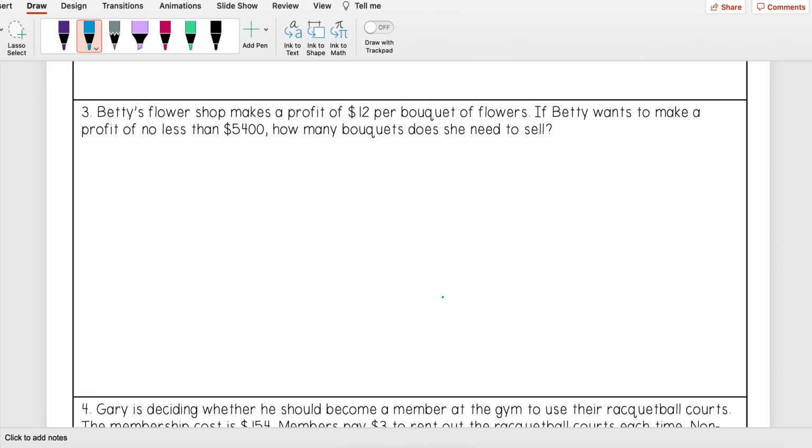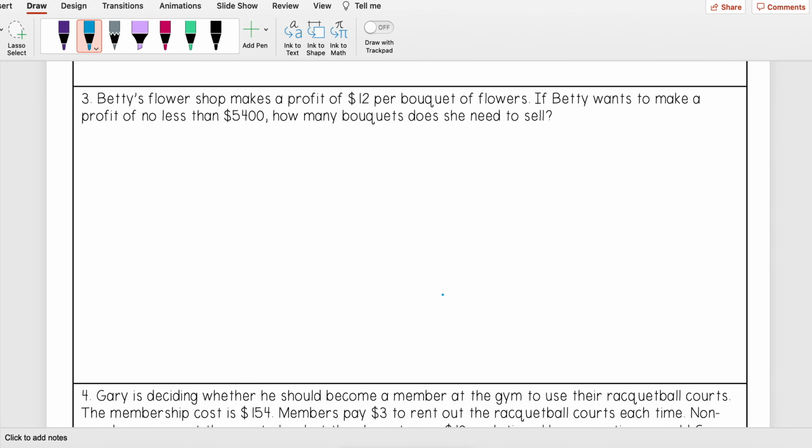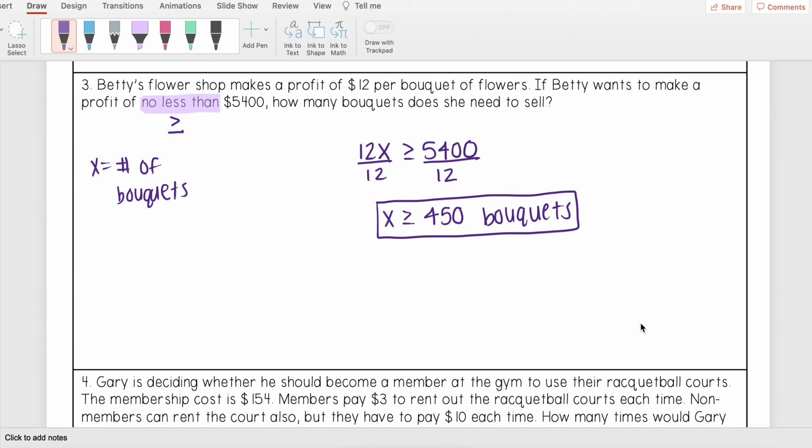Okay, go ahead and pause the video. I want you to try and figure out number 3 on your own. When you think you have it, go ahead and press play. So the inequality you should have come up with was 12x is greater than or equal to 5,400. What told me that is "no less than." That stands for greater than or equal to. And then when you solve that, you should have gotten 450 bouquets.